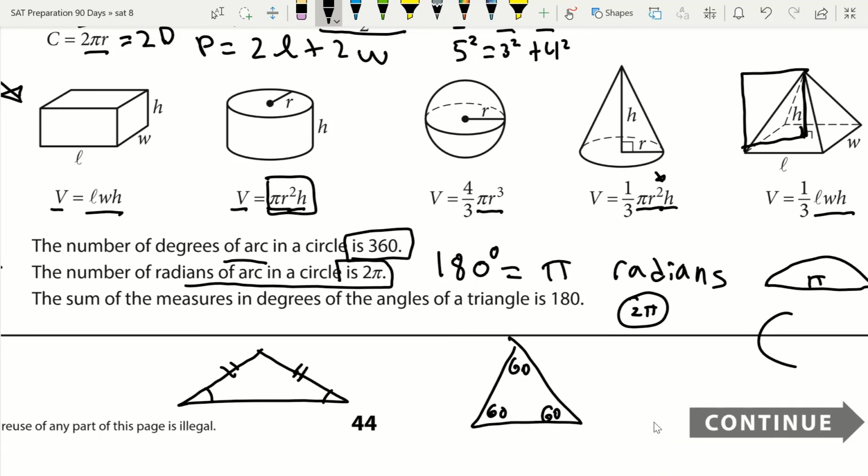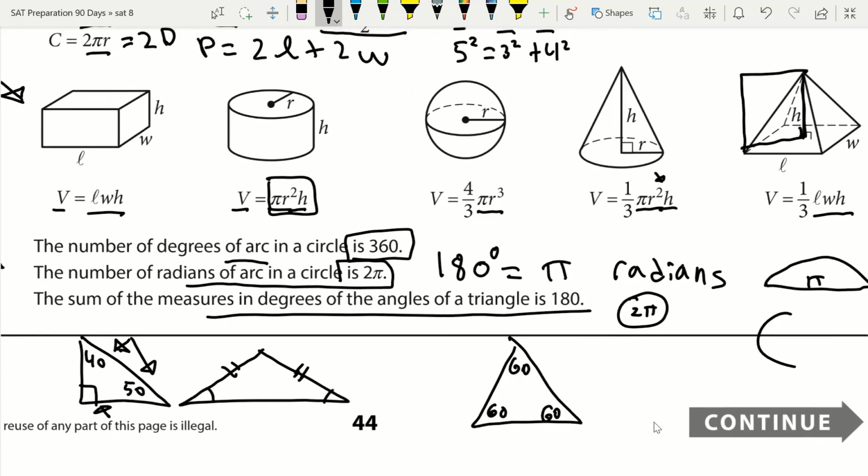Now, the sum of all the angles in a triangle is going to be 180. So let's say we had a right triangle. We've got 90 degrees here. Let's say we had 50 degrees right here. We know we would have to have a 40-degree angle right there. So if you have a right triangle, what you know then is that the other two angles have to add to 90, since 180 minus this 90 leaves you with 90.